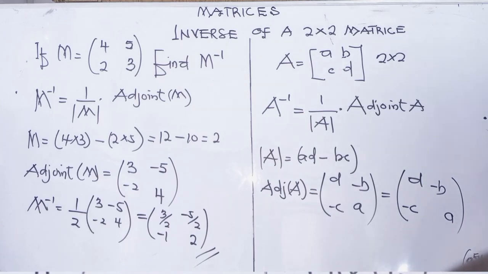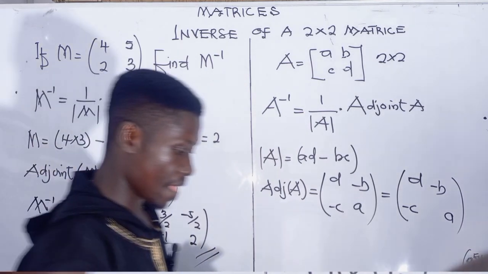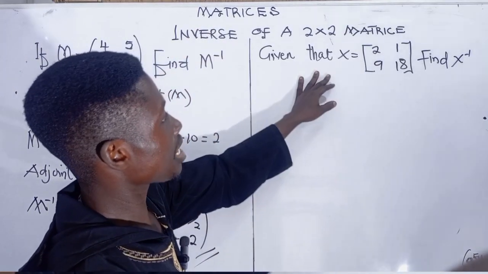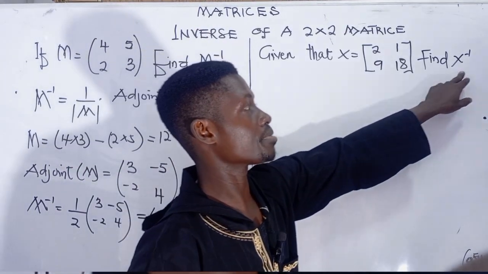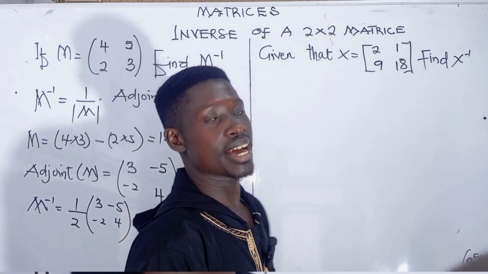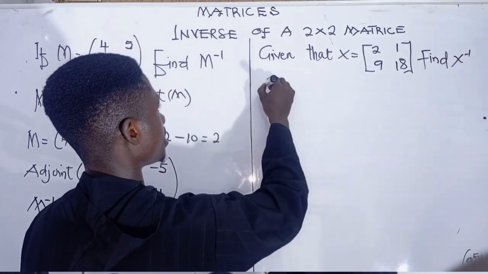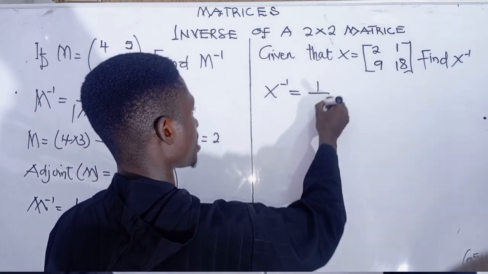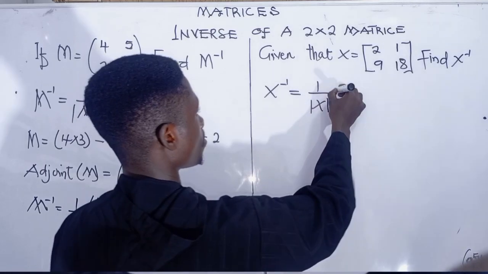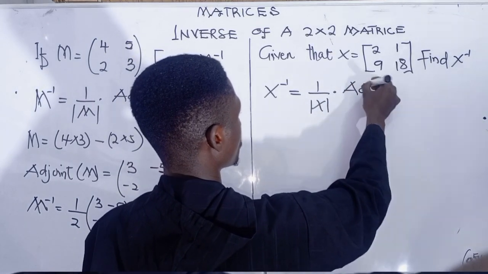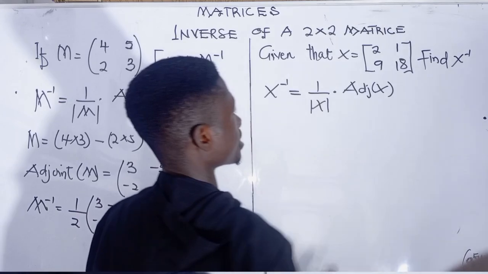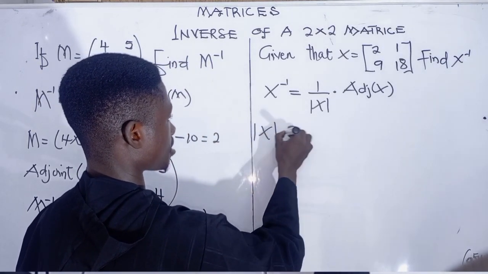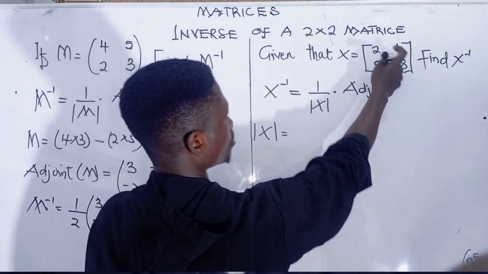Let's look at another example. So we have our next example. Given that this is matrix X, we want to find the inverse of matrix X. So we have the inverse of matrix X is given as 1 over the determinant of matrix X multiplied by what? The adjoint of what? Matrix X. So first of all, we have to find our determinant of what? Matrix X.